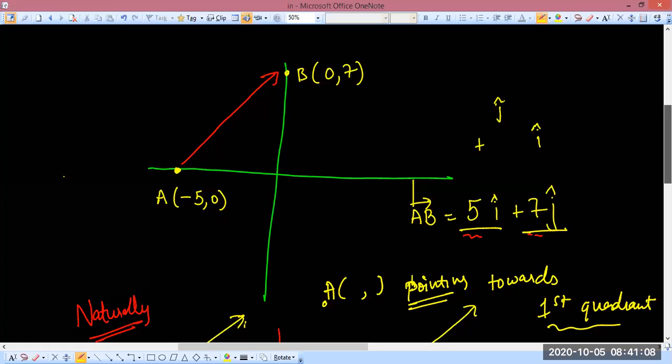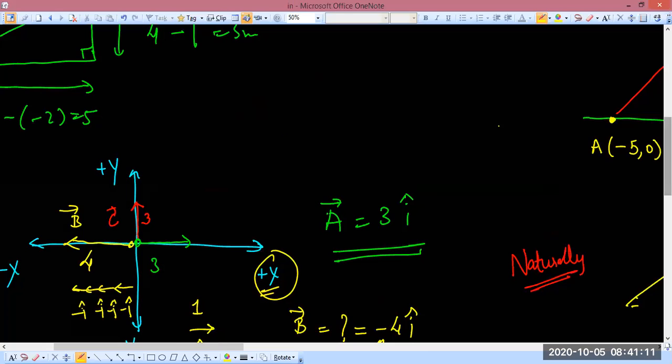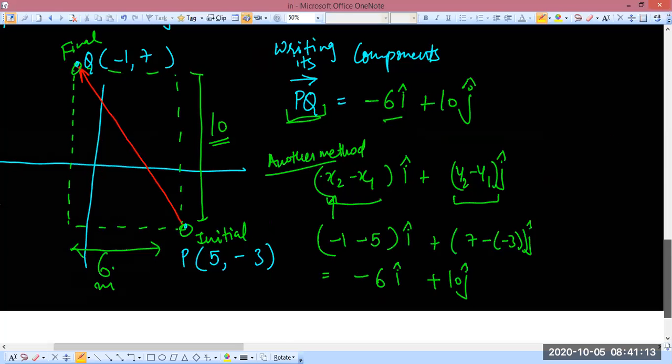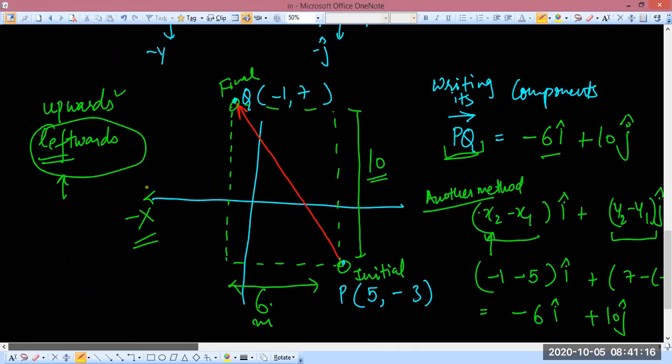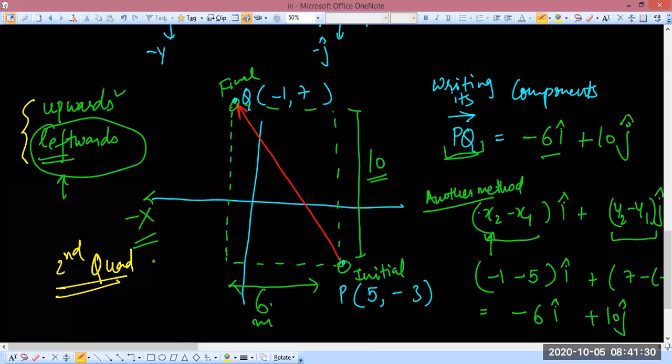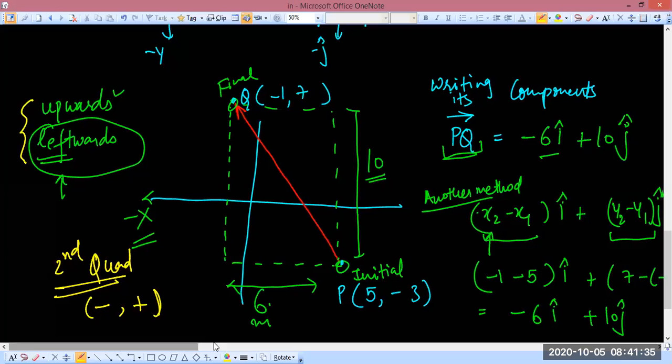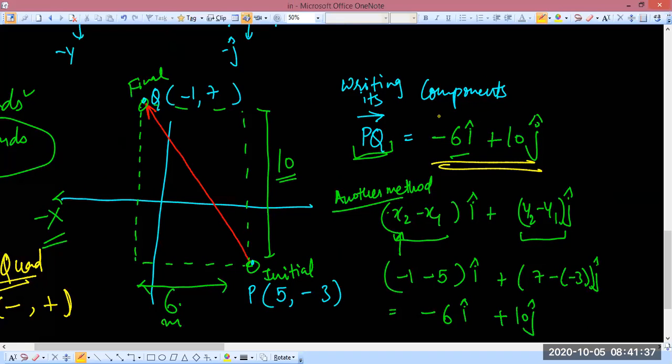Just like that, if you revisit this one, have a look. This is pointing upward and left, correct? That means in the second quadrant. Agreed? This is pointing in the second quadrant. Clear? So that's why in the second quadrant x is negative, y is positive. That's what you have been taught. Have a look here. X component negative, y component positive.